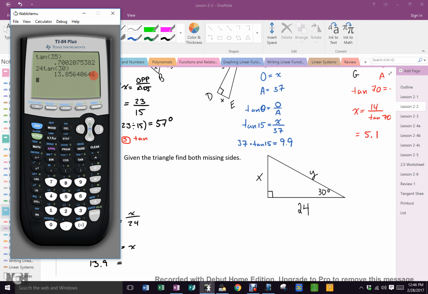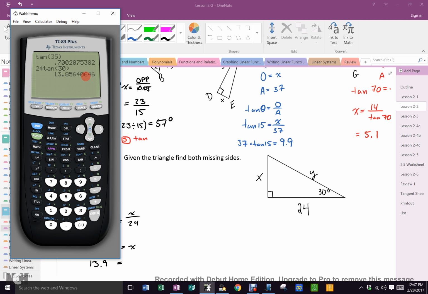No, you just got the opposite. You found what x was, right? So we just need the hypotenuse, yeah? What do you do to find a hypotenuse? Pythagoras, of course. So you are already looking at this, right?